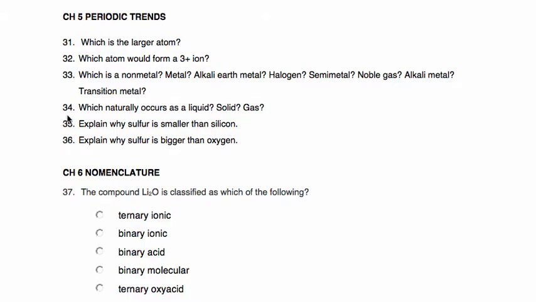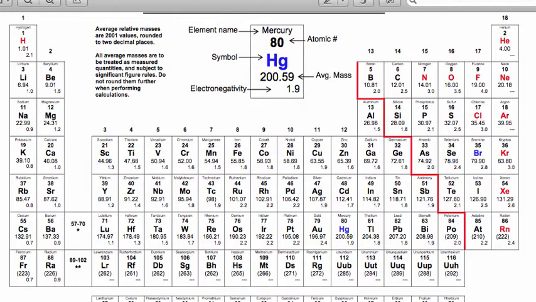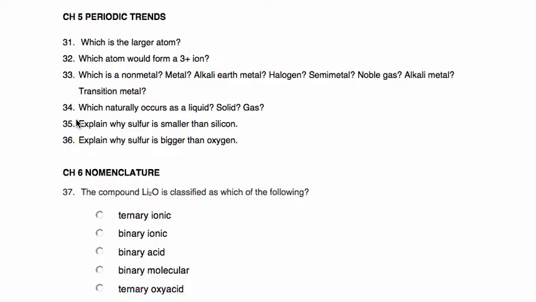Number 34. Where are liquid, solids, gases on the periodic table? Under normal atmospheric conditions, color coding is shown here. If it's red, it's a gas. Okay, so you can see the noble gases are gases, and also these small atoms over here are gases and hydrogen. And then there are only two elements that naturally occur as liquid. That's mercury and bromine. They're blue, and all the rest are solids.